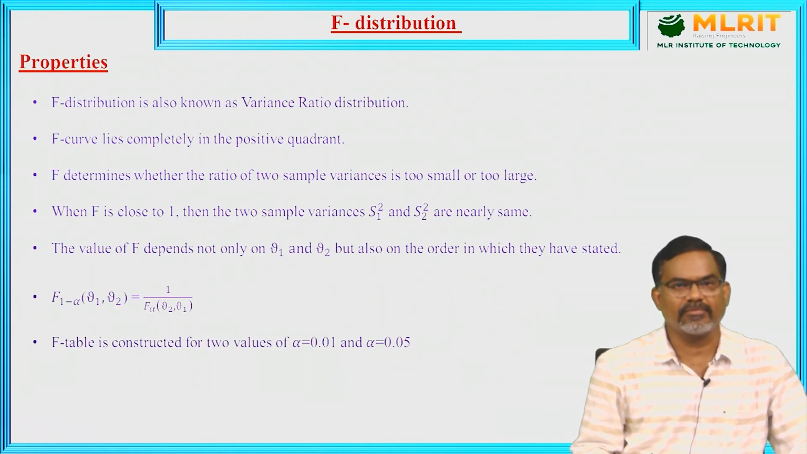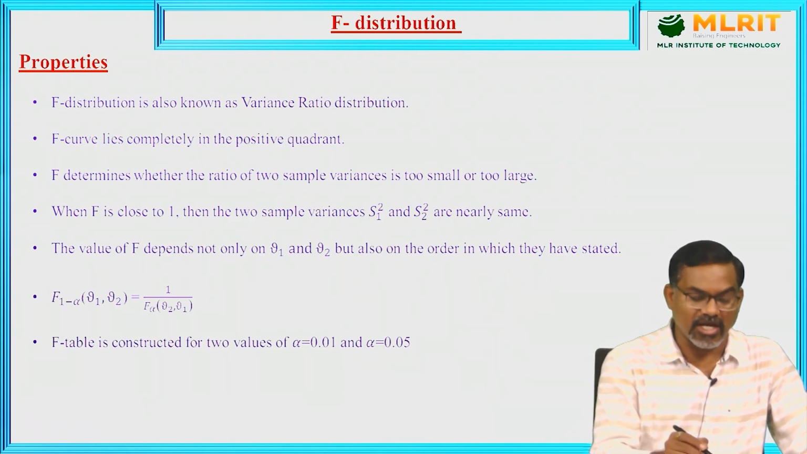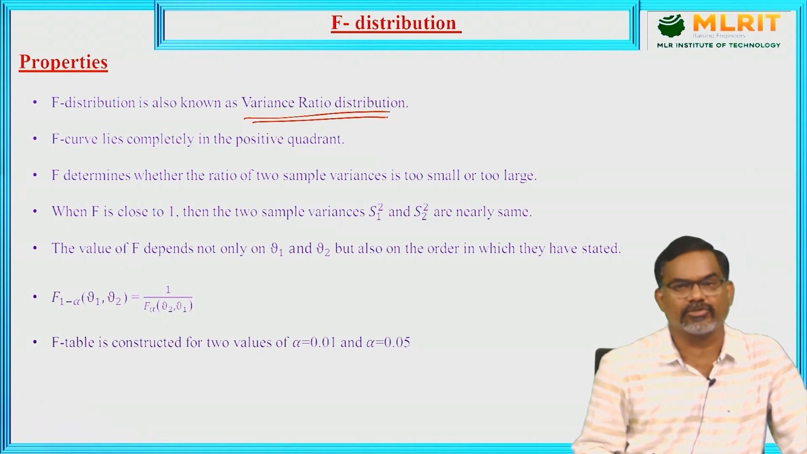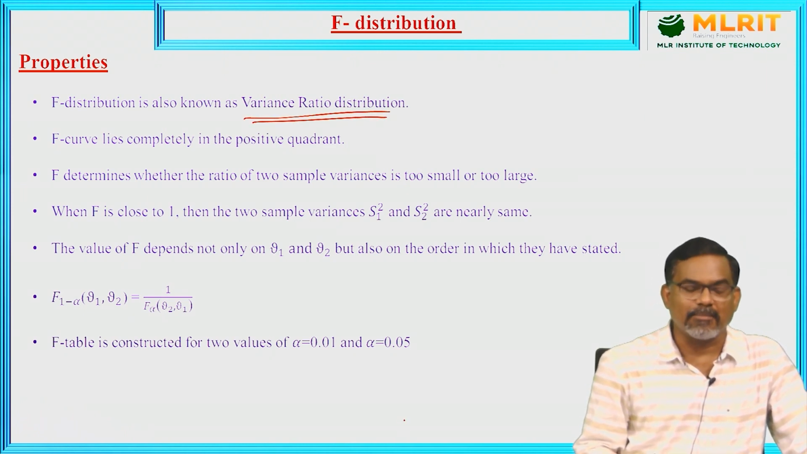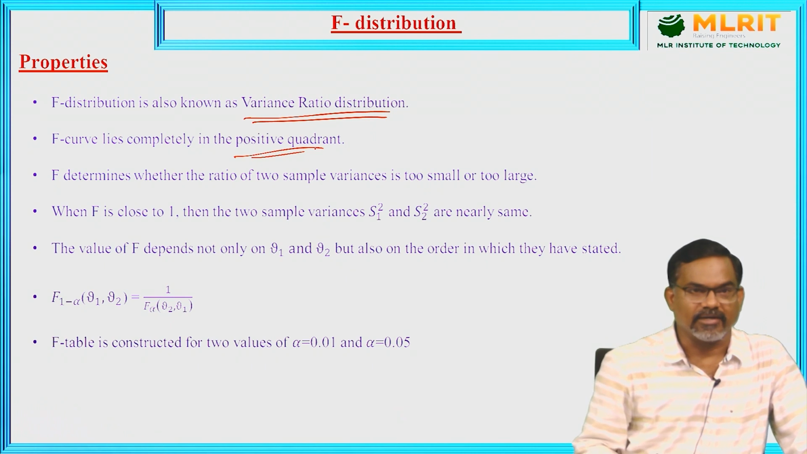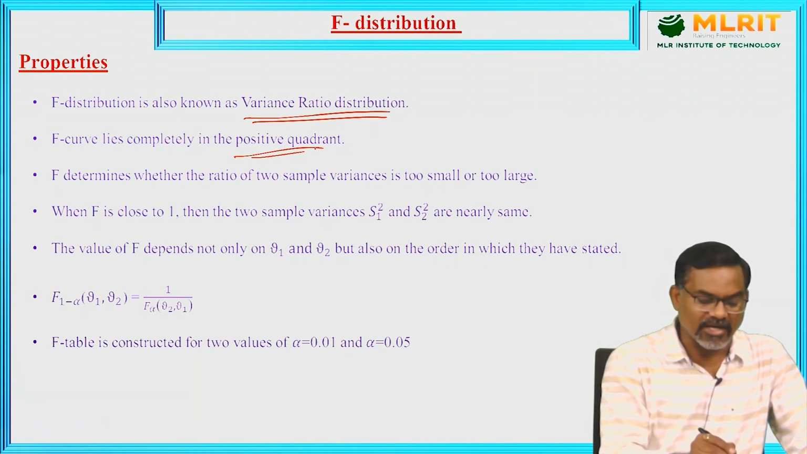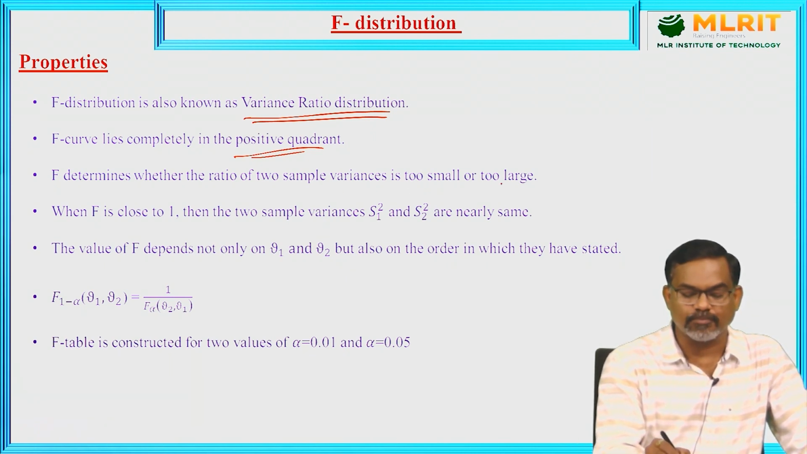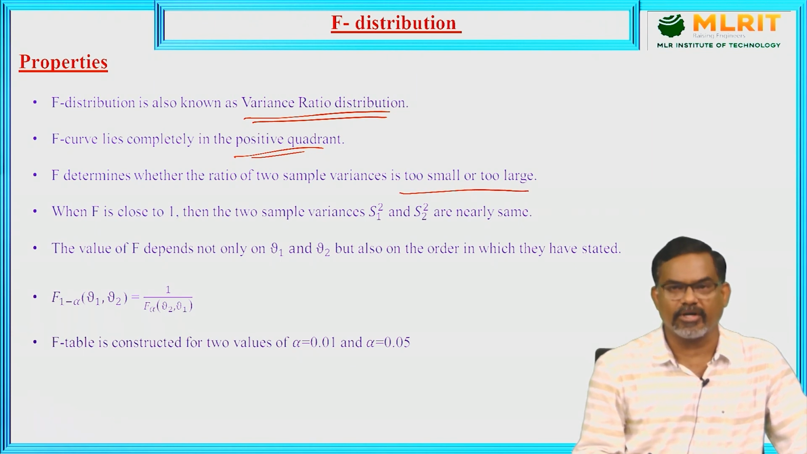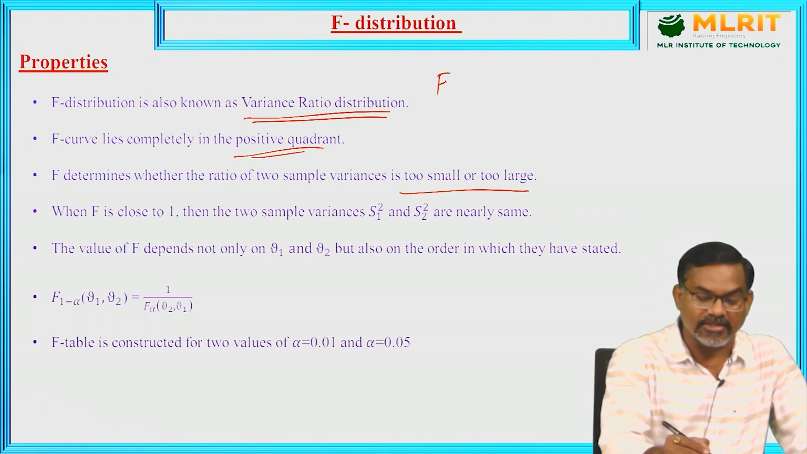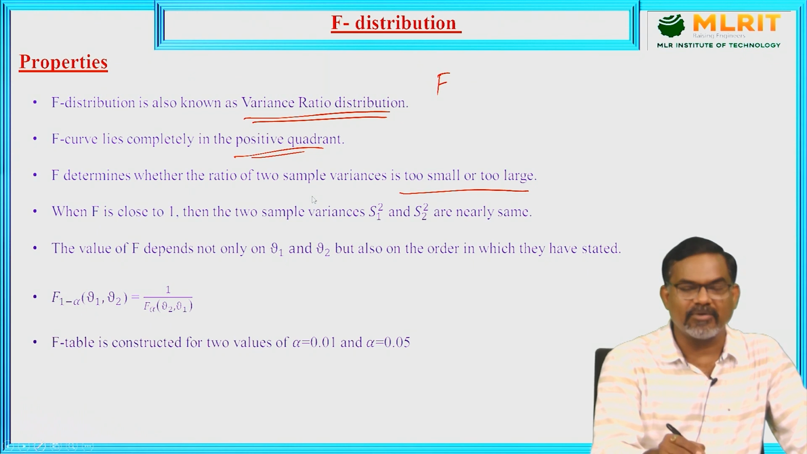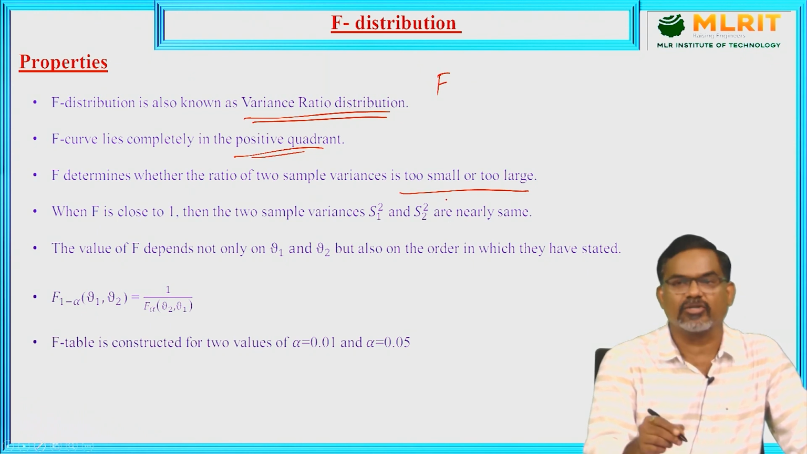And properties of the F distribution. The F distribution is also known as the variance ratio distribution. The F curve lies completely in the positive quadrant, and F determines whether the ratio of two sample variances is too small or too large. So, this is an important point. This F value determines whether the ratio of two sample variances is too small or too large.